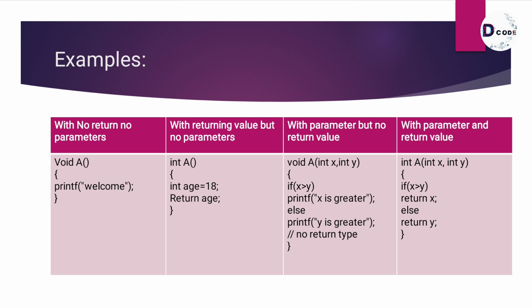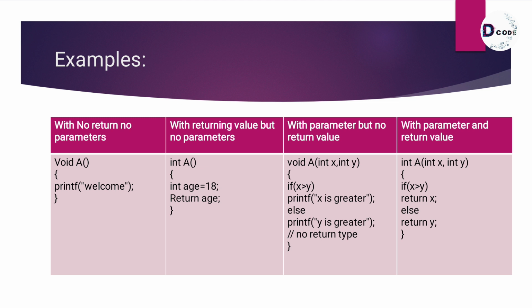In the first example, there is a program without parameters and without return value. Here, the compiler will not return anything. It just prints welcome on the output screen. So we use void as the return type. And the next program is based on without parameters and with return type. Here the compiler wants to return age, so we use integer as the return type.